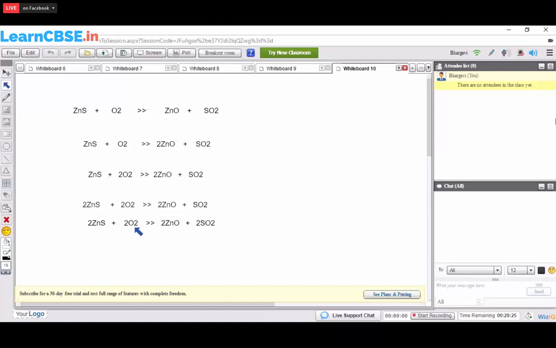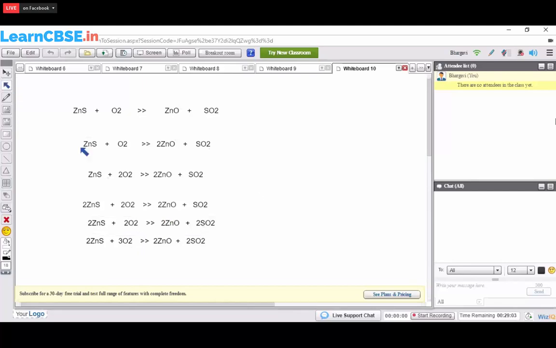So what we can do is increase the 4 to 6. So instead of the 2, we have to place the 3 in front of the oxygen. 2ZnS and 3O2, so it makes oxygen 6. 2ZnO plus 2SO2. Okay.